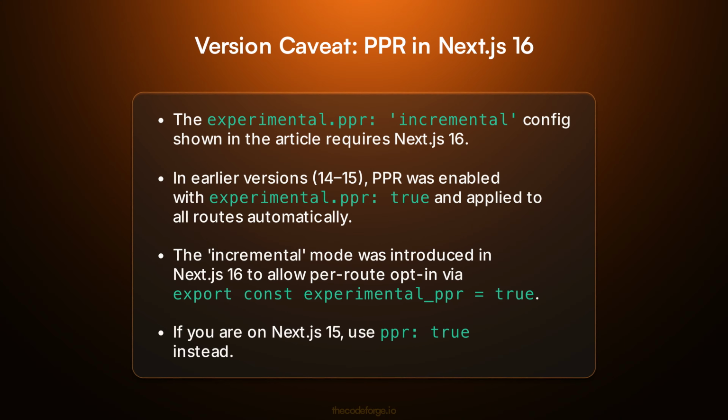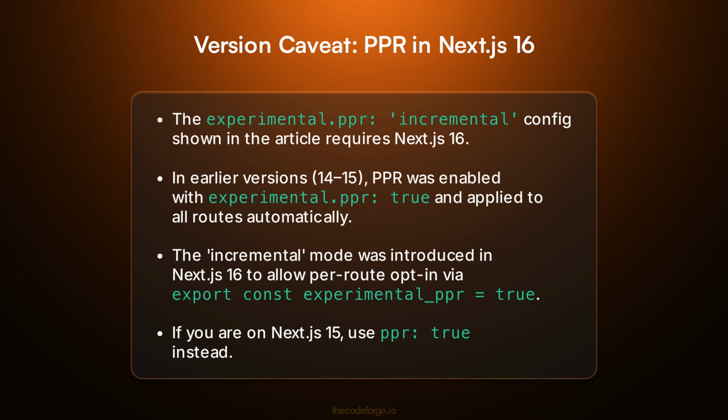Incremental config shown in the article requires Next.js 16. In earlier versions, 14 and 15, PPR was enabled with experimental PPR true and applied to all routes automatically. The incremental mode was introduced in Next.js 16 to allow per route opt-in via export const experimental PPR equals true. If you are on Next.js 15, use PPR true instead.